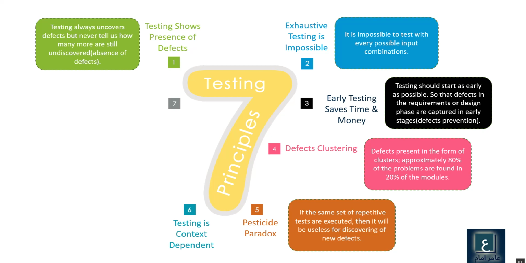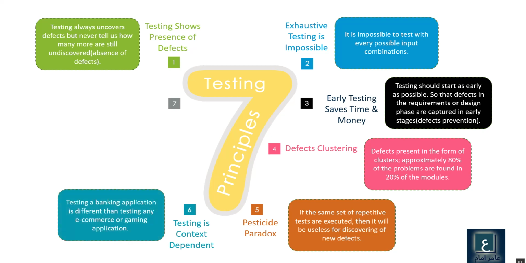The principle number 6 is testing is context dependent. Yes, testing is always context dependent. Testing is all about the context. So for example, if you are testing a banking application, it is very different than testing an e-commerce application or a gaming application. That is why testing is always context dependent.